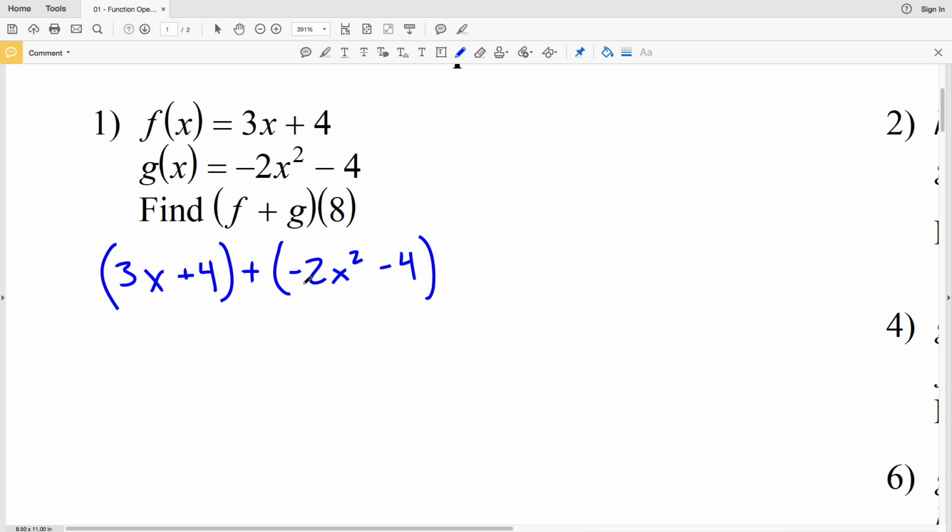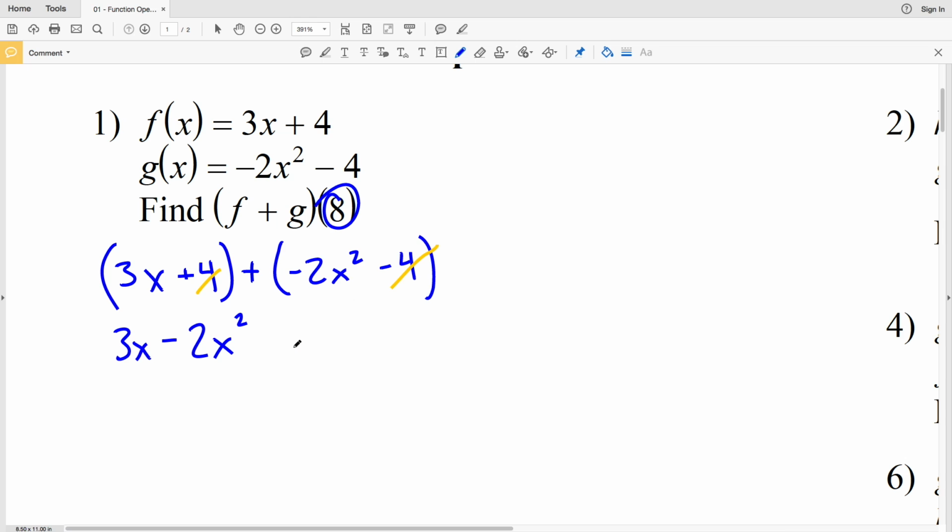Now from here, there's two different ways we can approach this problem. We can recognize first that 4 will cancel out with 4 because 4 minus 4 is 0, and then plug in 8, or we could leave the 4 in there, plug in 8, and then simplify. So I'll go ahead and cancel out the 4 because 4 minus 4 is 0. So I'm left with 3x plus negative 2x squared, which is 3x minus 2x squared.